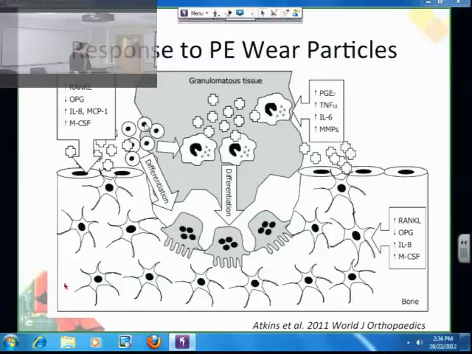So an interesting strategy for improving an orthopedic implant might be to try to control the behavior of those osteoclasts. If you can stop the osteoclasts from degrading the bone, you won't have osteolysis. Okay, but moving on.